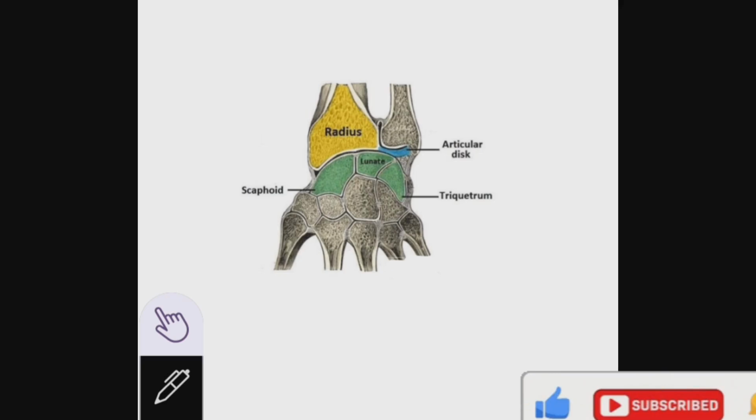adduction. So what we have said so far: the shoulder joint is a ball and socket type of joint. The elbow joint is a hinge type. Radioulnar joints are pivot. Wrist joints are ellipsoid joints. Now, we'll talk about the other hand joints.